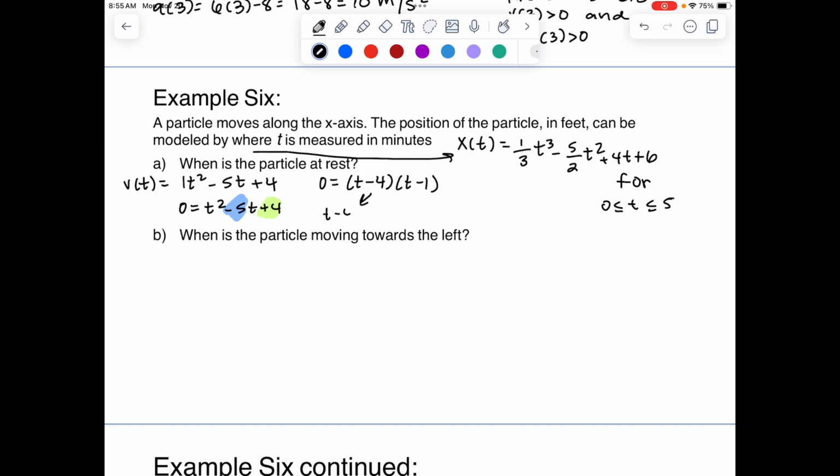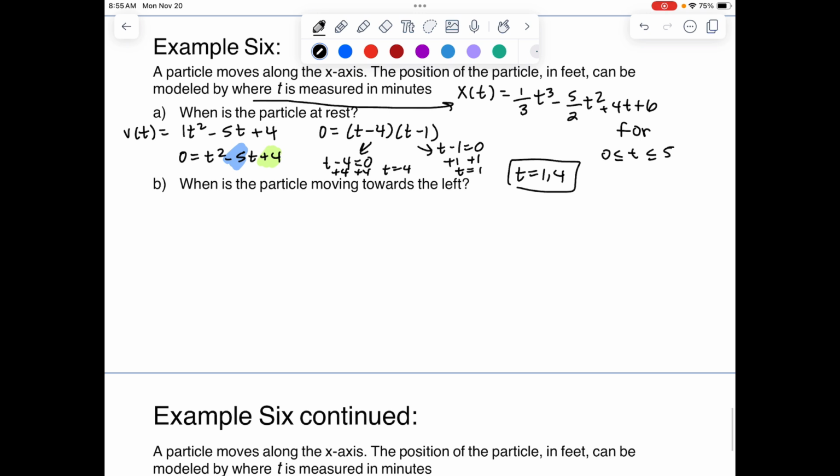So t minus 4 equals 0, t minus 1 equals 0. And then if I solve, I'd add 4 on both sides, so I get t equals 4. I'd add 1 on both sides, and I get t equals 1. So my answer is t equals 1 and 4. And so at 1 minute and at 4 minutes, our particle will be at rest. Next question is, when is the particle moving towards the left?